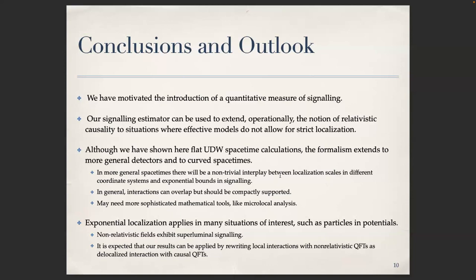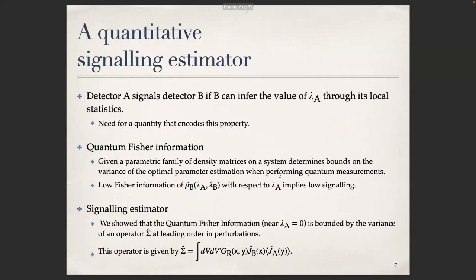Sorry, I actually have two questions, but the first one is very easy. Can you come back to slide 7, please? Slide 7. Yeah, thank you. Now, the second question is, there you have the expected value of JA, right? I'm assuming that this is in the interaction picture, which means that effectively, if detector A starts in a state such that that expected value is 0, which, well, there are many states, then will the signaling estimator be 0? What's the physical interpretation of this?